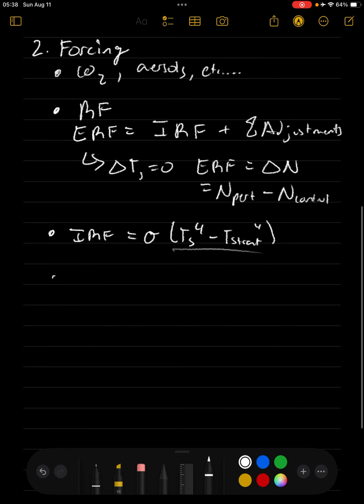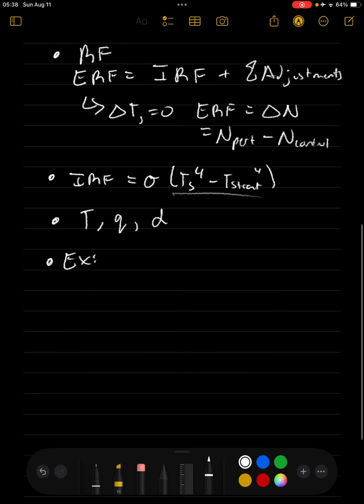For the adjustments, these are changes of temperature. This temperature could be surface, atmosphere, stratosphere, etc. Water vapor, which is represented as Q, and the albedo, which is represented as alpha. And these are the direct responses to a change of the atmosphere or surface state from a forcing, a perturbation.